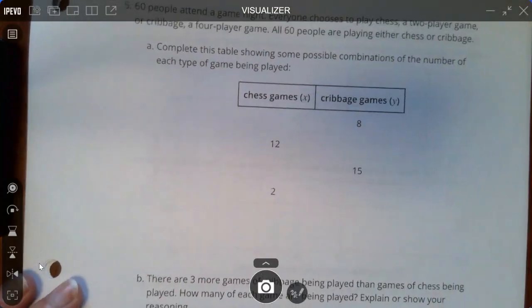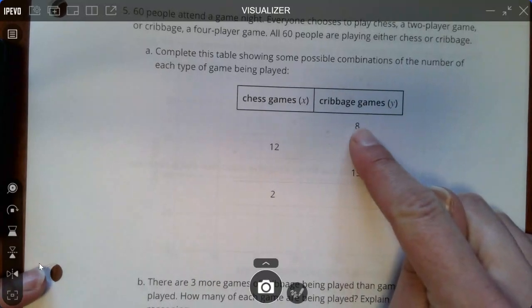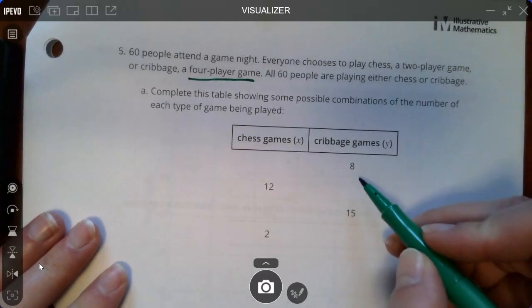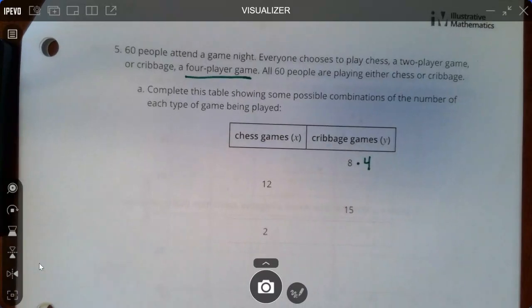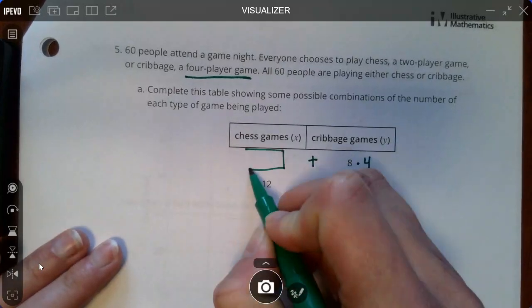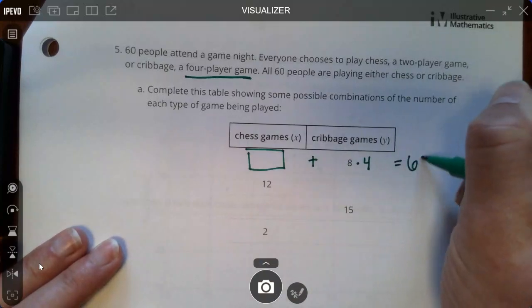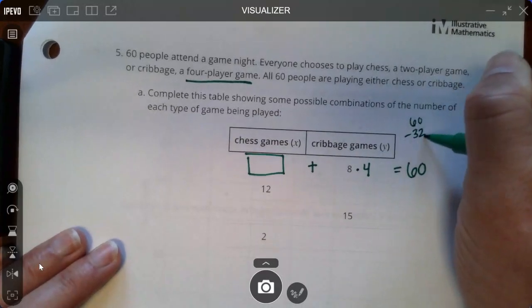Okay, so if I look at this table, I see here there are 8 games of cribbage being played. According to the rule, to play cribbage, it takes 4 people. So this is not 8 people, it's 8 games. So 8 times 4 is going to tell me how many people are playing those games. 8 times 4 is 32. However many people are playing chess plus the cribbage people has to make 60 people total at the game night. So what's 60 minus 32?